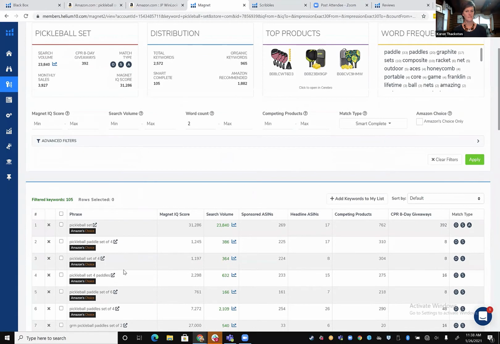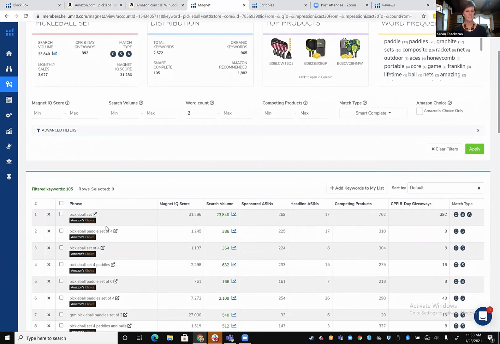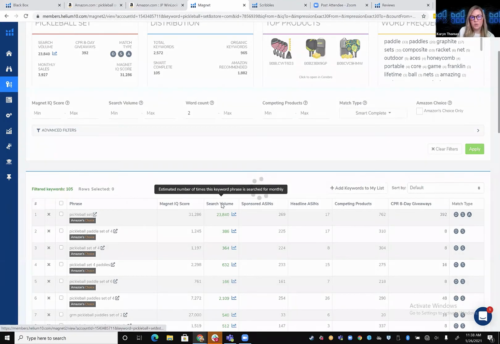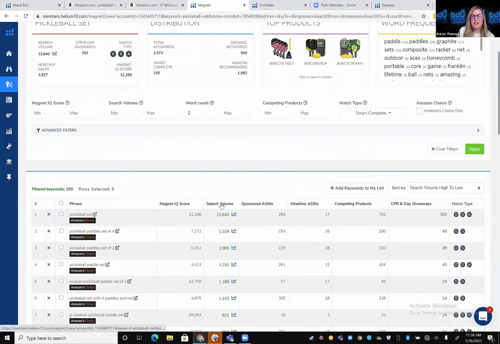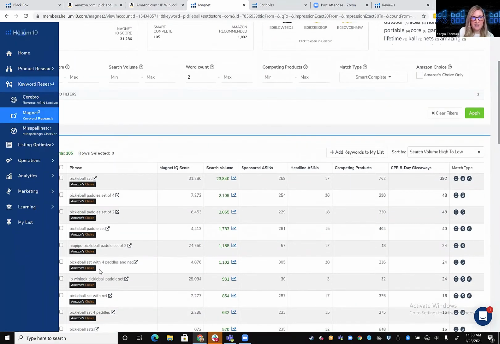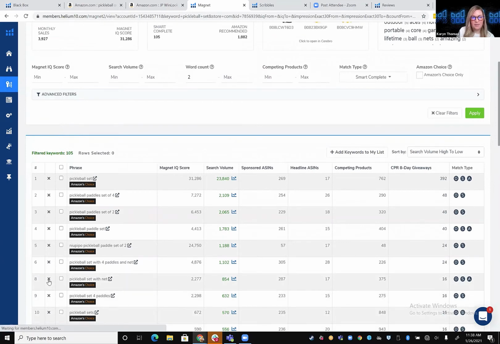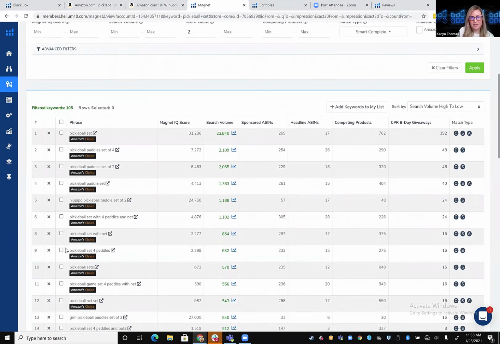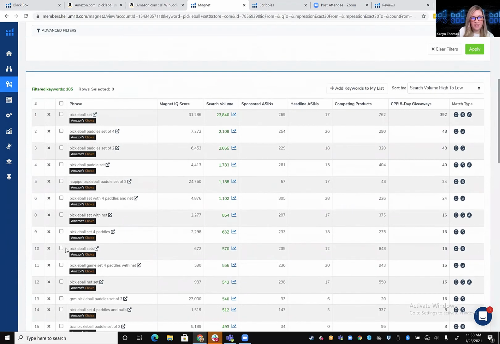These are the longer tail keywords. And then I can sort it by search volume and get an idea of, did I miss anything? Anything that looks like brand names, I just X, because that's not going to be super relevant to me. I can't do much with that.